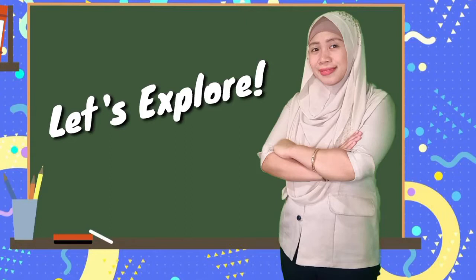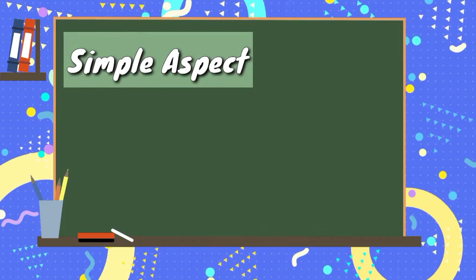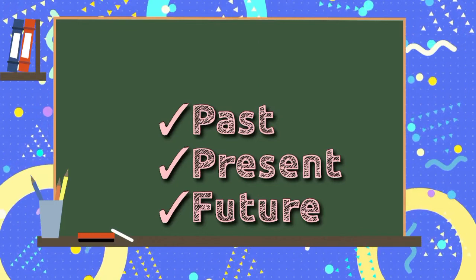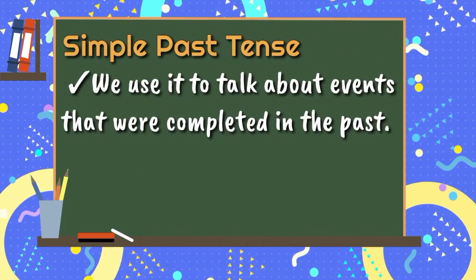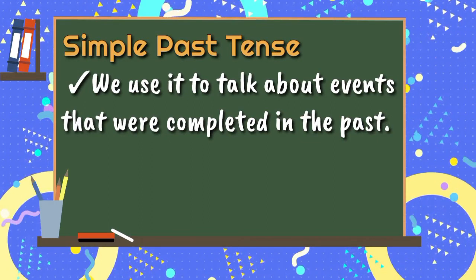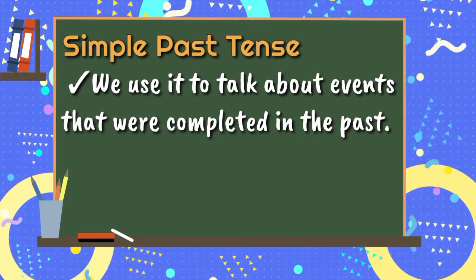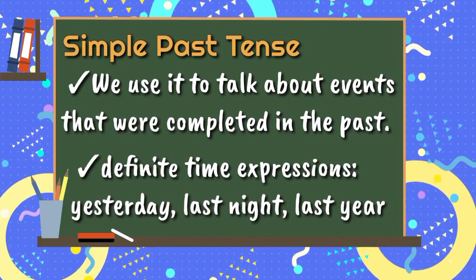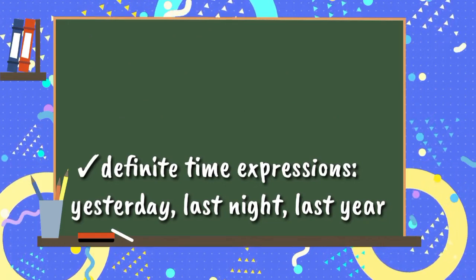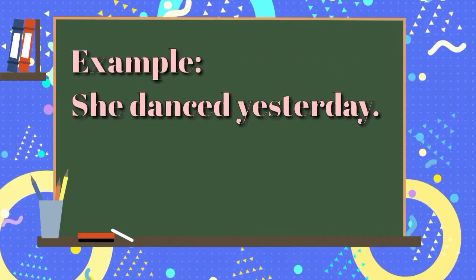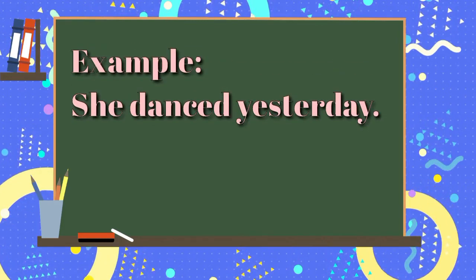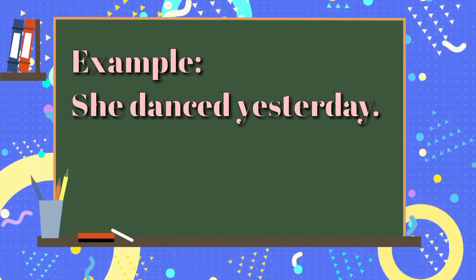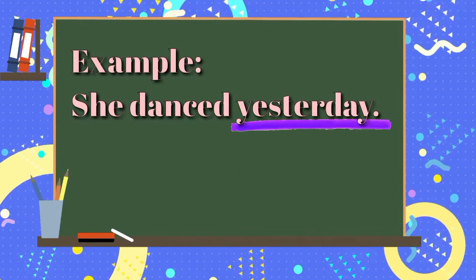Let's start with the simple aspect. We have simple past, present, and future tense. Simple past tense. We use the simple past tense of the verb to talk about events that were completed in the past. The simple past tense is used with definite time expressions like yesterday, last night, last year, and the like. For example, she danced yesterday. In this sentence, we can identify that the action was completed in the past through the time expression yesterday.